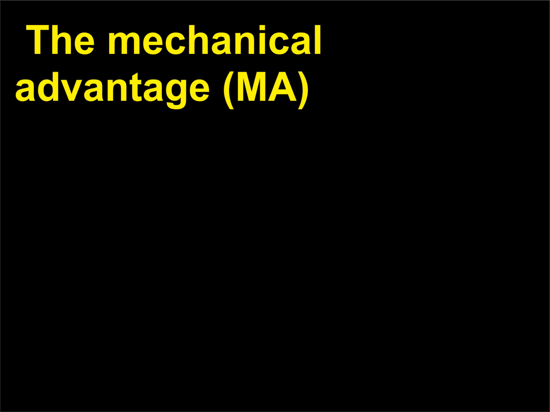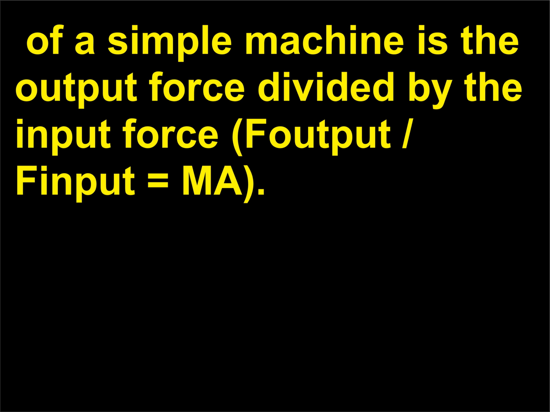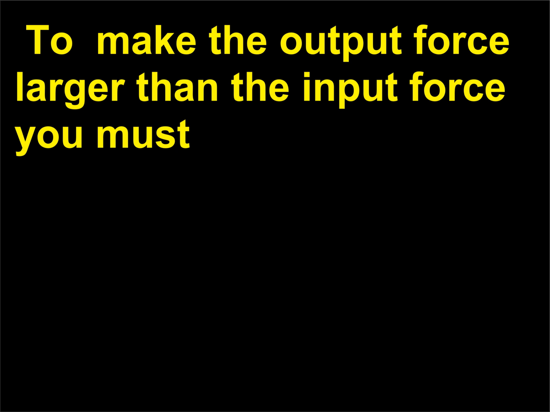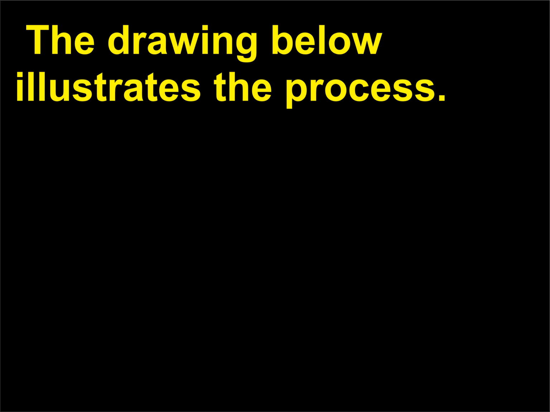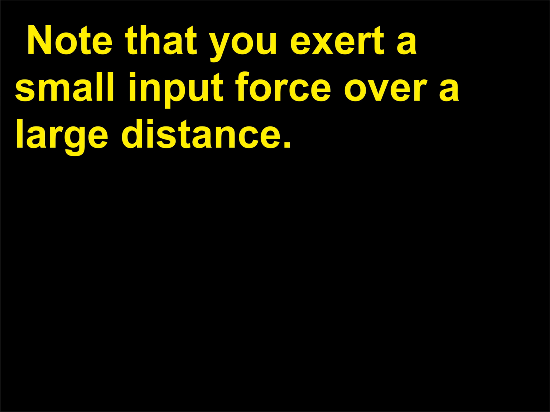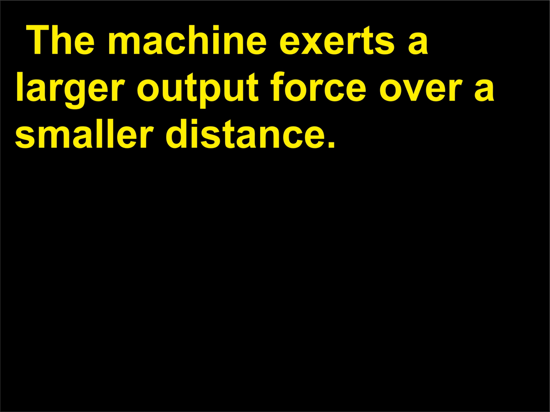The mechanical advantage, MA, of a simple machine is the output force divided by the input force, F_output/F_input equals MA. To make the output force larger than the input force, you must choose a machine that has a mechanical advantage larger than 1. The drawing below illustrates the process. Note that you exert a small input force over a large distance. The machine exerts a larger output force over a smaller distance.